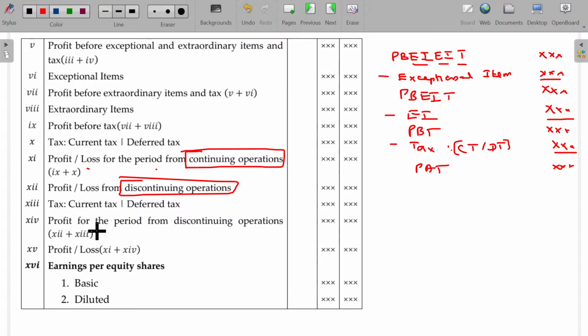So here, profit or loss for the period from continuing operations and discontinuing operations. You can get these two, and then finally you'll get the profit and loss ultimately. Here we have two options. One is continuing operations, another one is discontinuing operations. Finally, you have to find out the earnings per share also. The earnings per share may be basic as well as diluted. You'll see what is called basic and diluted later on along with the EPS chapter, not now. You have the earnings per share chapter. There you learn all these things.